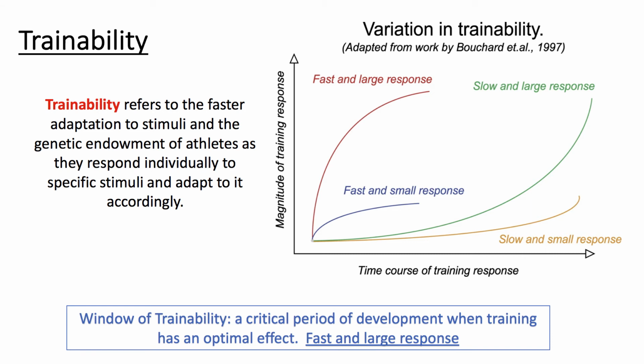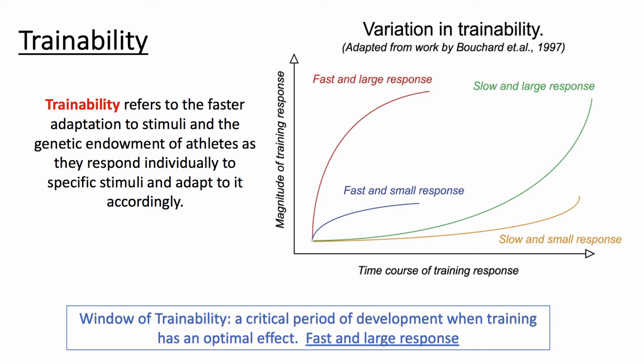You also want to classify the trainability of an athlete. There's large variation in trainability, as defined by Bouchard et al. in 1997. As you can see on this figure, on the y-axis, we have magnitude of training response, and on the x-axis is time course of training response. As you can see, some people respond fast and large to training. So these are the typical people that you put on a program and they adapt very quickly with a high response, but then it tapers off.